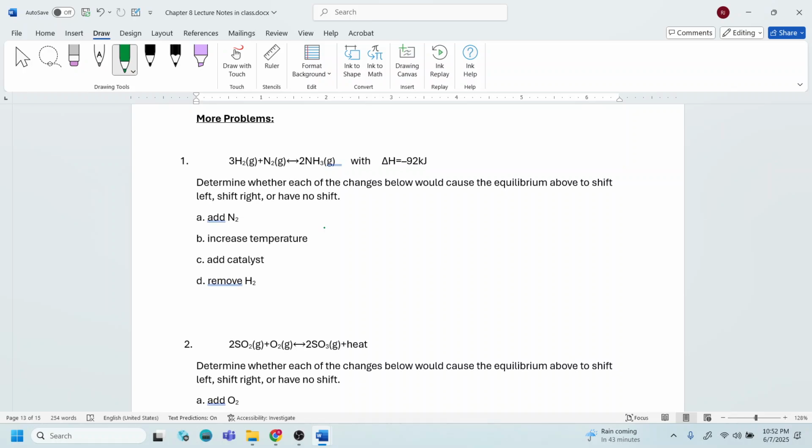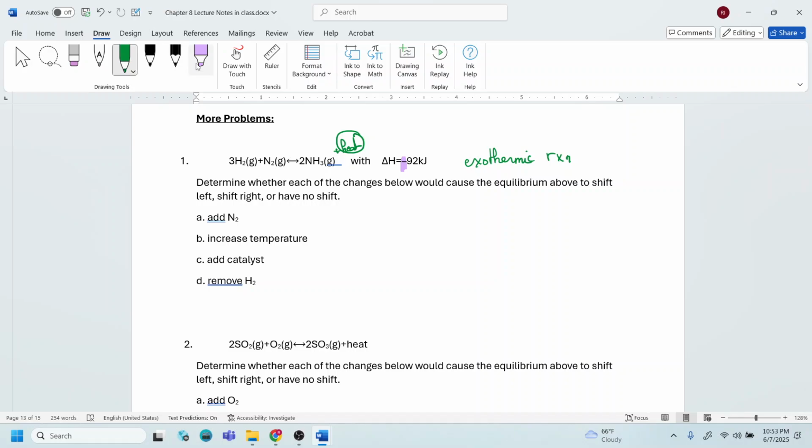So this is what you are going to see, a chemical reaction. And I don't even have to tell you this is an exothermic reaction. You look at the delta H and you see that it is negative. Then you know that it is an exothermic reaction. And if it's an exothermic reaction, then heat is going to be in the product. Then you know where the position of the heat is. So it says, determine whether each of the changes below would cause the equilibrium above to shift to the left, right, or have no shift.